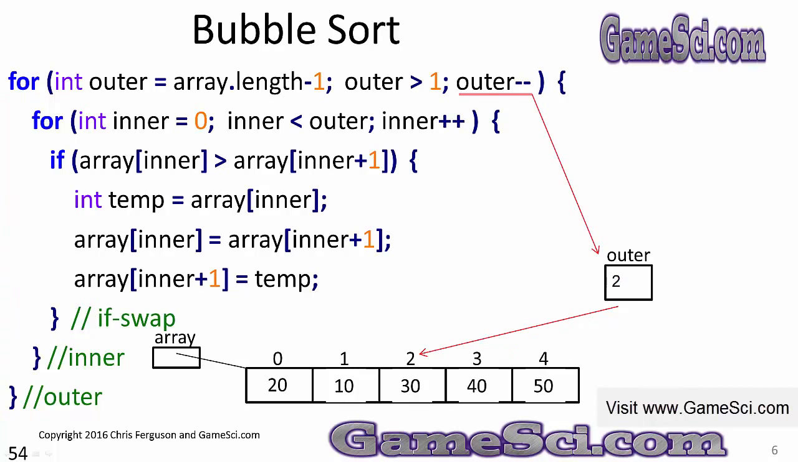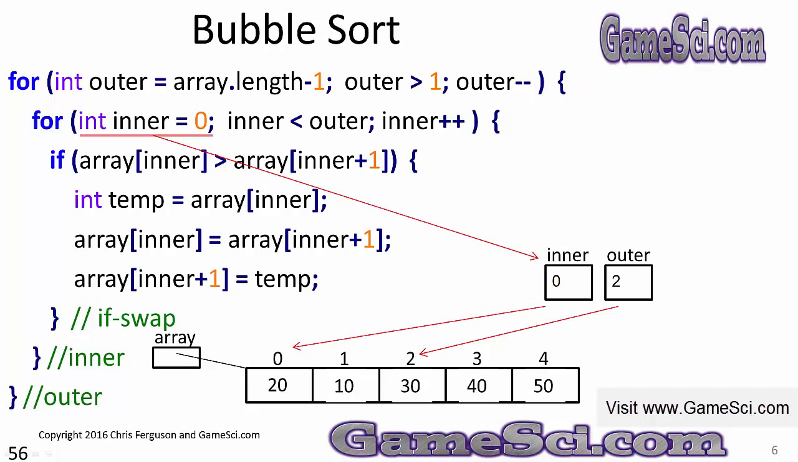Outer minus minus is going to change our target. Outer minus minus is going to set outer equal to 2 and say scan the data and move the largest number you can find to position 2. 2 greater than 1 is a true statement, so we're going to go inside the loop and execute the inner loop. Inner once again starts over at 0. Every time through the inner loop it starts over at 0. Start at position 0 and go to outer, swapping numbers when you see they're out of order.